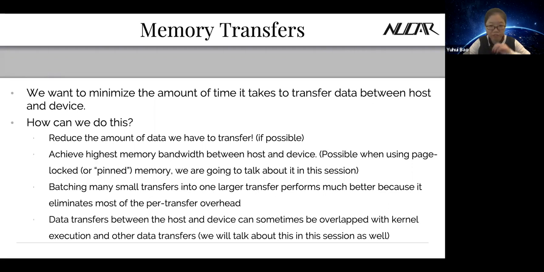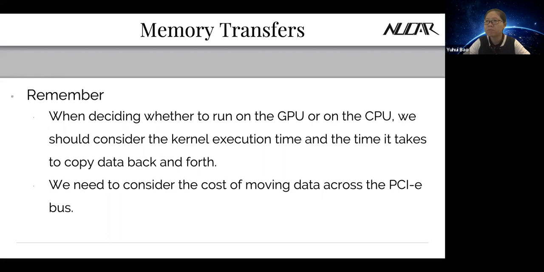The fourth way is to use concurrency, so overlap the kernel execution with the data transfers. Yeah, that's what I said. We need to consider the cost of moving data across the PCIe bus.